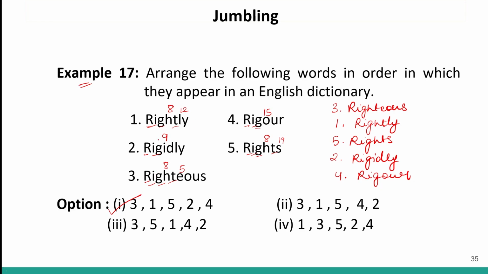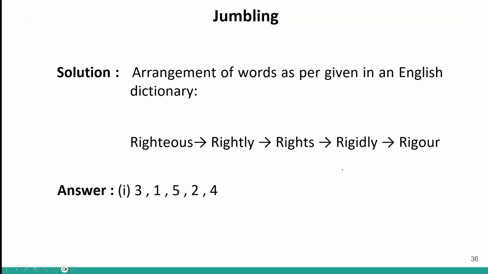So what we did first, we found out that till the third letter we had no difference. Then based on the fourth letter, we found out that first, third, and fifth will come first, and then 2 and 4 will come. Then amongst these, until 5 letters there was no change. It had right, this also had right, and this also had right. So until 5 letters there was no change, and then we moved on to the 6th letter to find out the order. So the final order is 3, 1, 5, 2, 4, which is option number 1. So option number 1 is your correct answer.